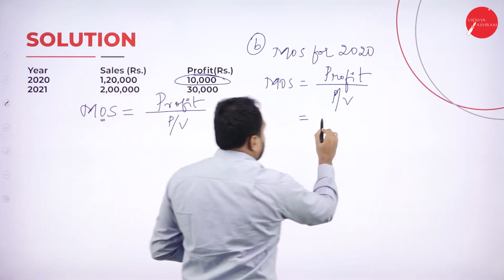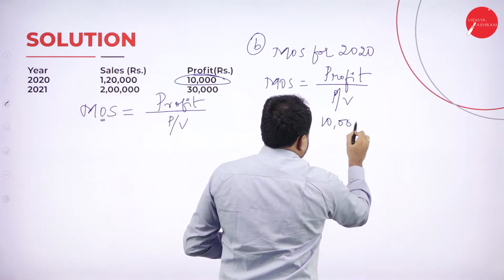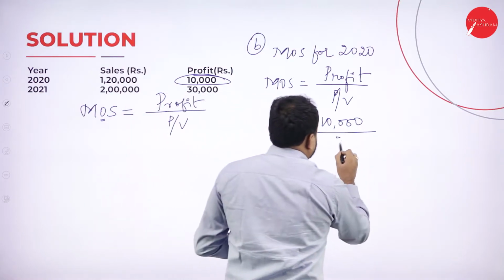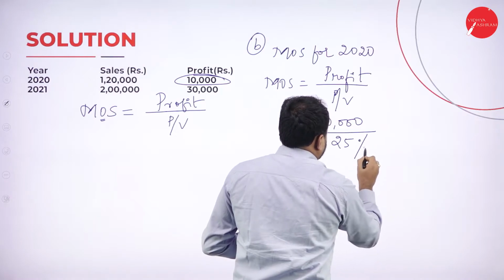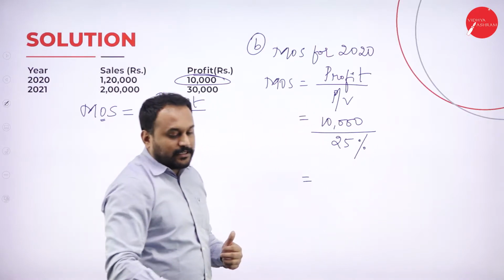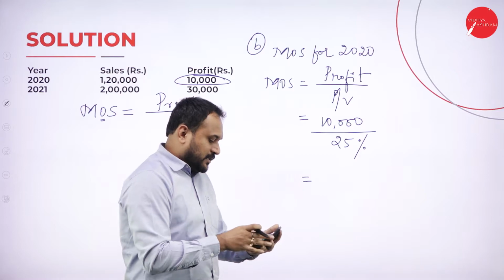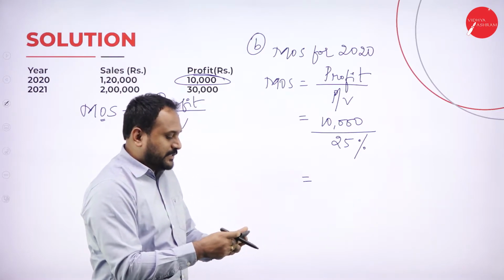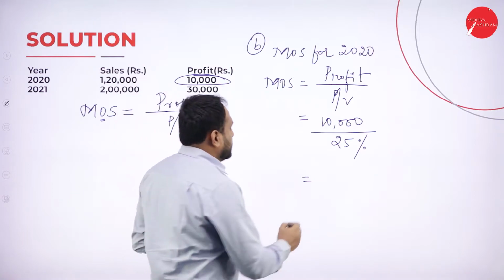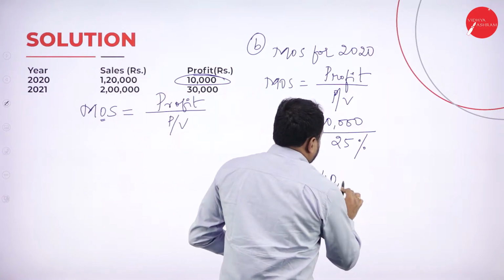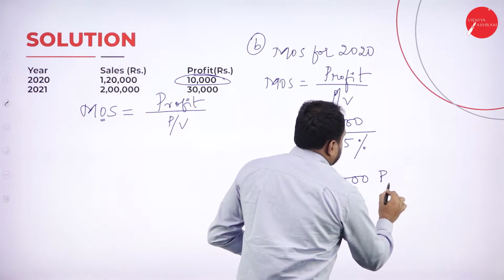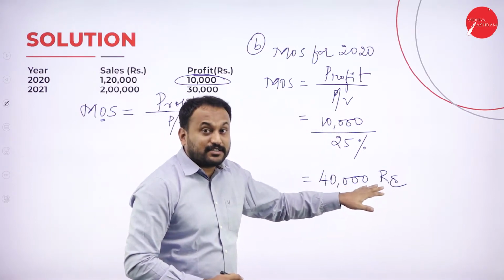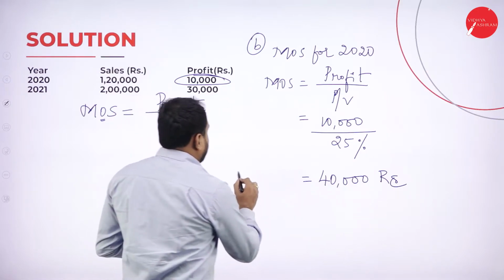So I'll write here 10,000 divided by, what is my PV? I have actually got my PV, that is 25%. Now I'll calculate. Take your calci, 10,000 divided by 25%. I got here 40,000 rupees. Please don't forget to go with the values. It is rupees.